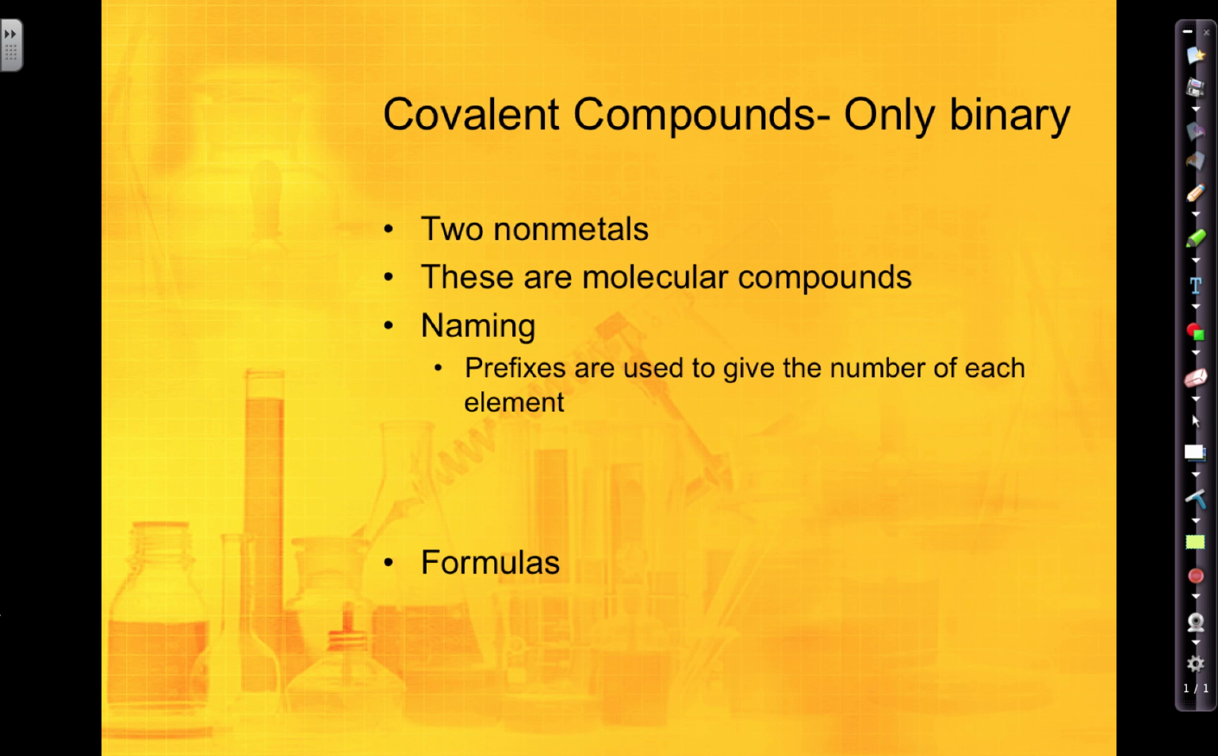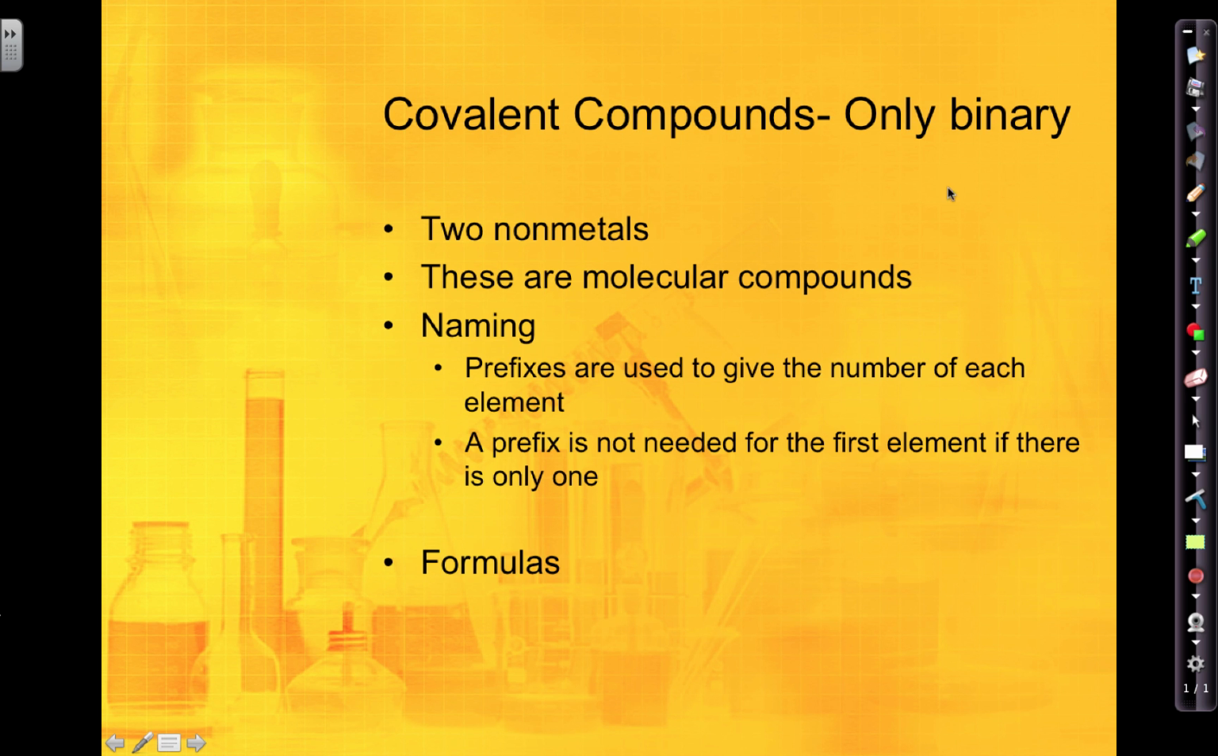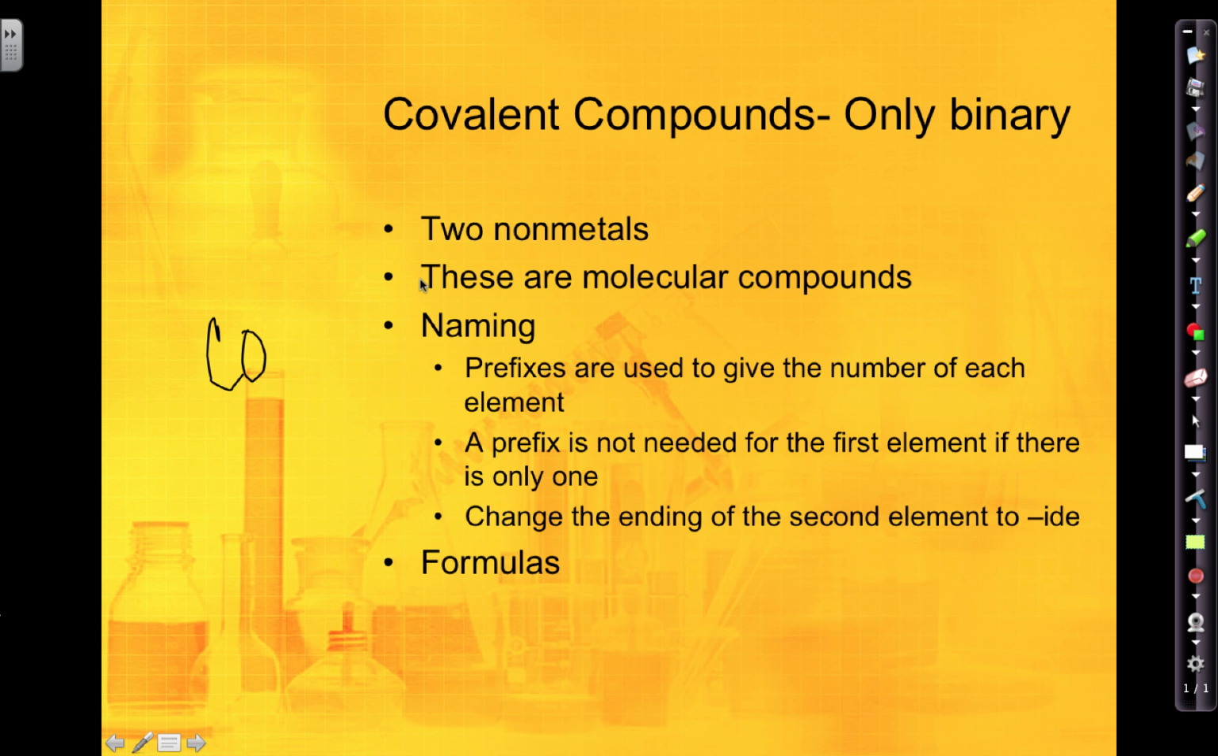So you use prefixes for naming covalent compounds. And a prefix is not needed for the first element if there's only one. So if you only have one of the first thing, let's say that I have CO. I only have one carbon atom here. So instead of saying monocarbon, I would just say carbon and then complete the name. And then change the ending of the second element to IDE, just like in binary ionic compounds.